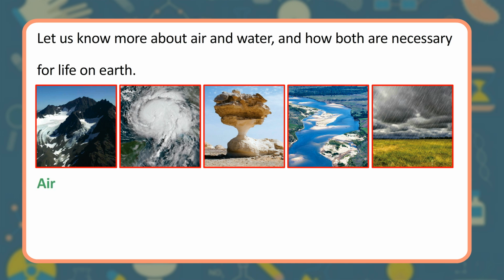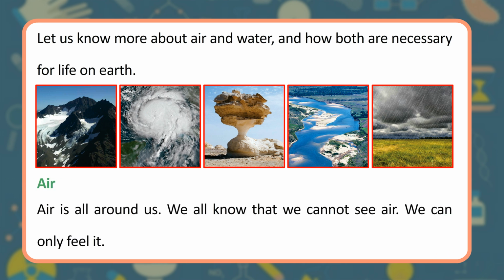Let us know more about air and water, and how both are necessary for life on Earth. Air. Air is all around us. We all know that we cannot see air. We can only feel it.